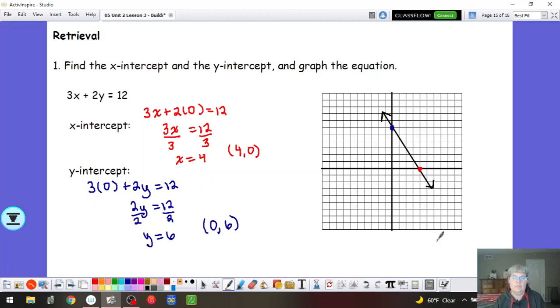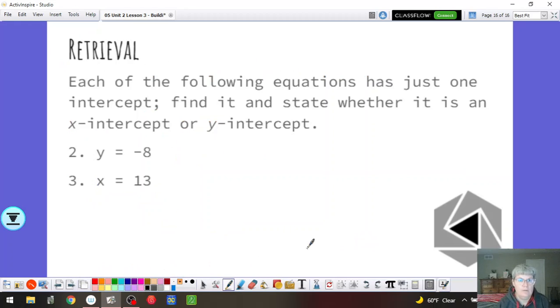Through the x and y intercepts. I had a student ask me, is it possible to have x or y intercepts turn out to be negative? And yes, it is possible to have x or y intercepts that are negative. And our last two, each of the following equations has just one intercept. Find it and state whether it is an x-intercept or y-intercept.